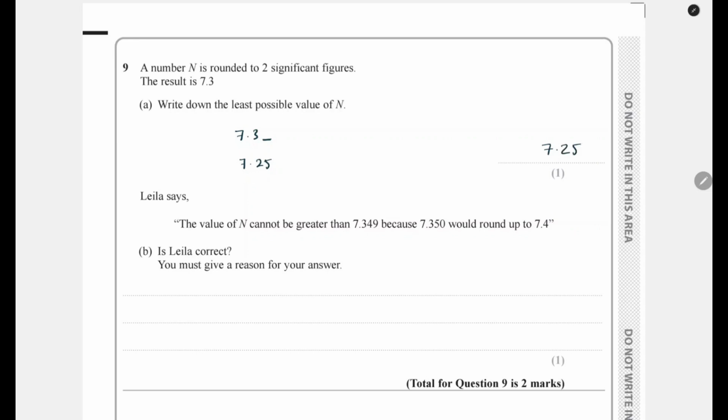Part B says, Layla says the value of n cannot be greater than 7.349 because 7.350 would round up to 7.4. Is Layla correct? You must give a reason for your answer. Well, no, Layla is not correct because there are still numbers that are greater than 7.349 but less than 7.35. For example, 7.3491 is still less than 7.35. And so she is wrong.